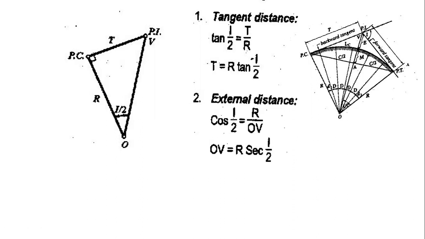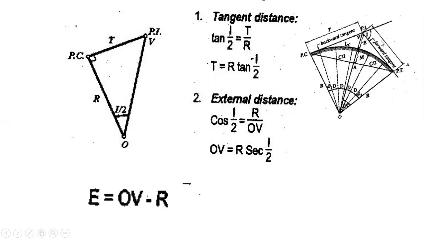Next, for the external distance, the segment from this point PI to this point, consider again this triangle. If we use cosine function, cosine of angle I over 2 is equivalent to R over the line segment OV. And if we isolate OV, this will give us R secant of I over 2, because that becomes 1 over cosine.